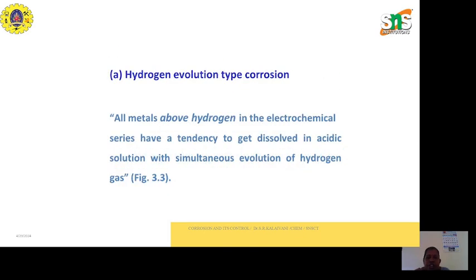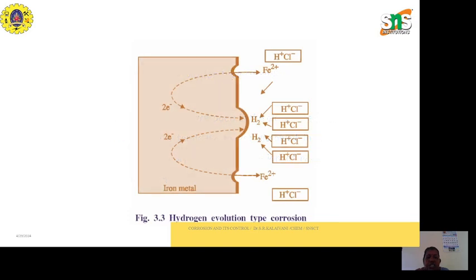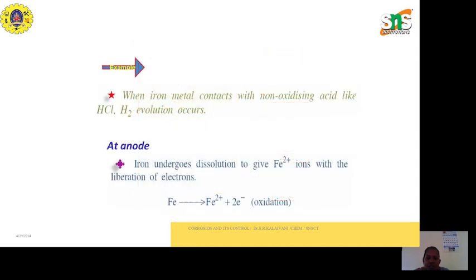Hydrogen evolution type. All metals above hydrogen in the electrochemical series have a tendency to get dissolved in acidic solution with simultaneous evolution of hydrogen gas. This is the diagram for hydrogen evolution type corrosion. In an acidic environment, iron undergoes oxidation, so Fe2+ ions plus 2 electrons are formed. The 2 electrons combine with hydrogen present in the acid, and hydrogen gas is evolved.